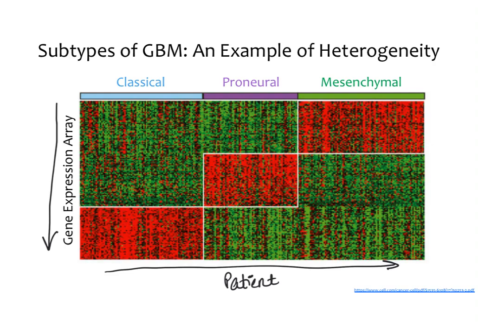And these clusters have been defined as subtypes. So we talk about 3 different subtypes. And these are classical, proneural, and mesenchymal. And these 3 subtypes are how we define thinking about heterogeneity. So we know that at least there are 3 different subtypes, and within those subtypes there's a lot of variation in different tumors.